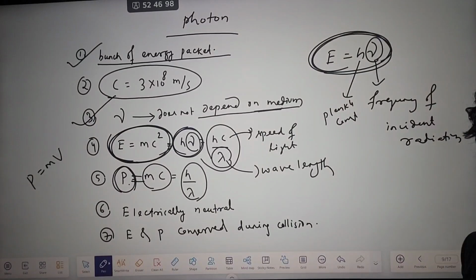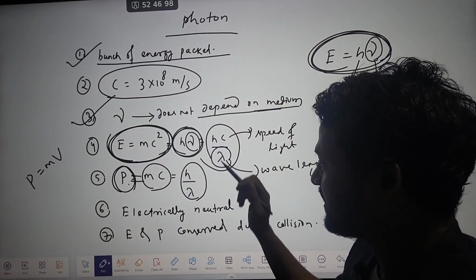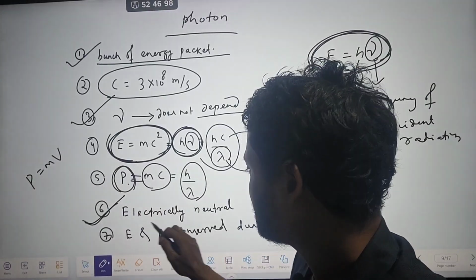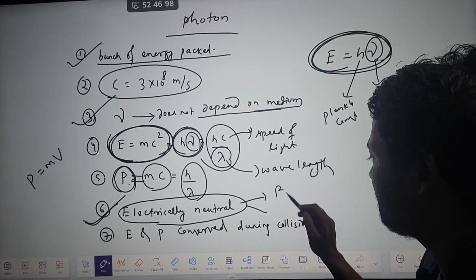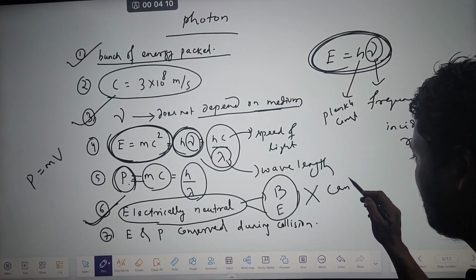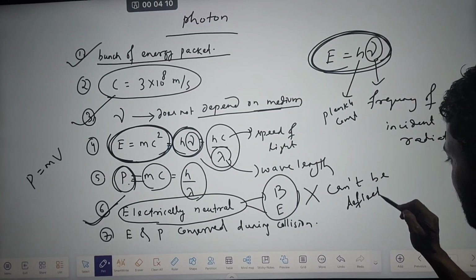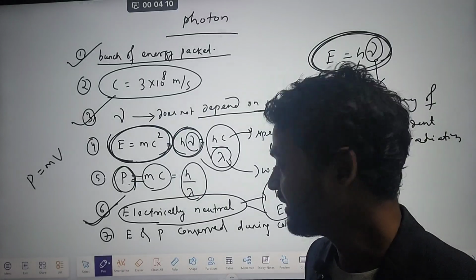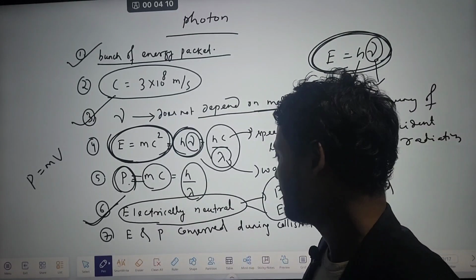Ahead I will teach de Broglie wavelength. Momentum of that photon is h by lambda. And the most important characteristic of photon is it is electrically neutral. Meaning it cannot be deflected by magnetic field and electric field, as it is a neutral particle. This point is very important, remember it.